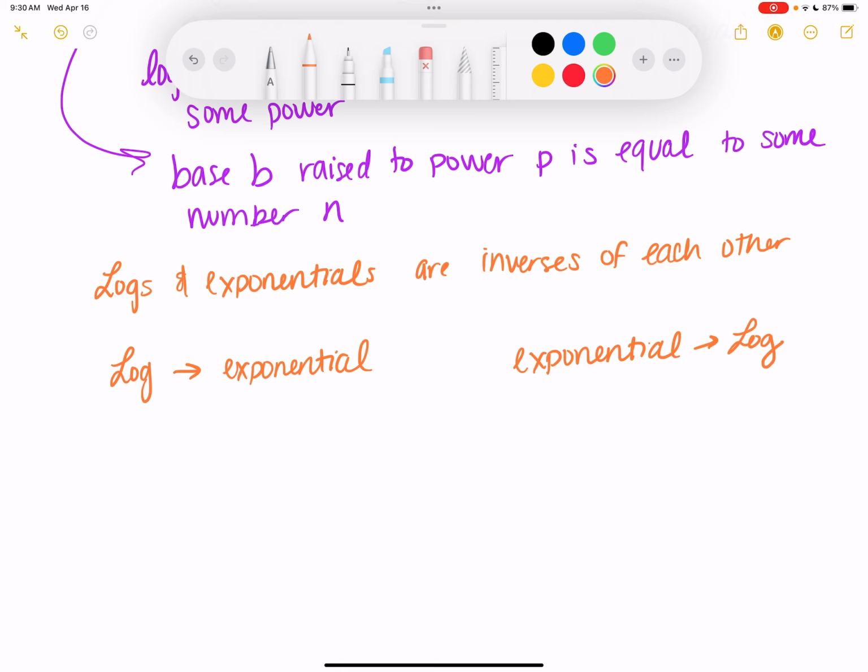So skip a line because there's going to be a little phrase here that I'm going to write for both of these. And then skip one line again after that and write log base b of n equals p on this side, and over here write base b to the power p equals n, because we're going to be kind of drawing a little bit, so you need a little bit of space.